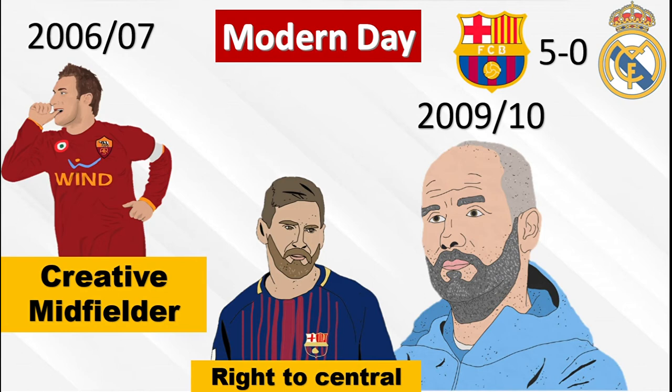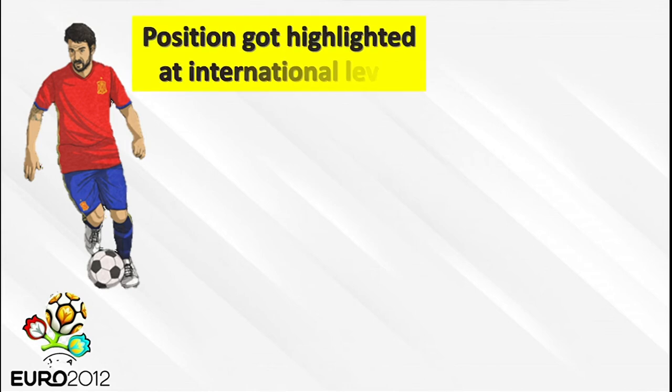Messi dropped deep, allowing at least one of the centre-backs to be out of position, giving the wider forwards Thierry Henry and David Villa space to run behind the backline. Cesc Fabregas was also used in this position during the 2012 Euros, and the victory in the final is where this position got highlighted at an international level.